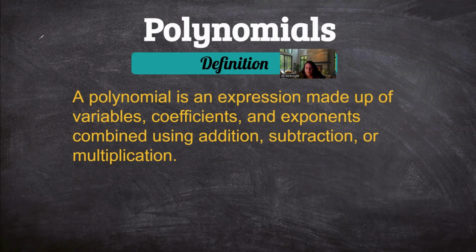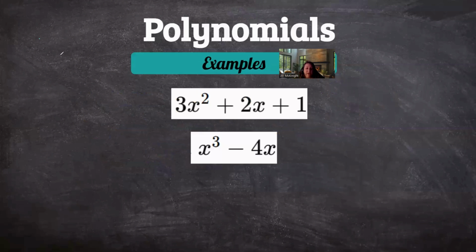Today we're going to be talking about polynomials. A polynomial is an expression made up of variables, coefficients, and exponents combined using addition, subtraction, or multiplication. So, here are some examples.